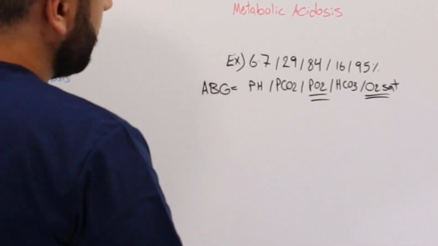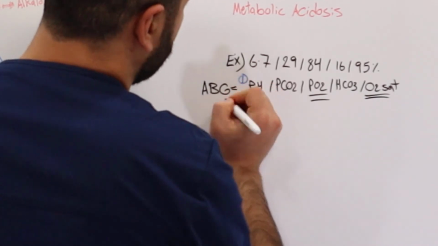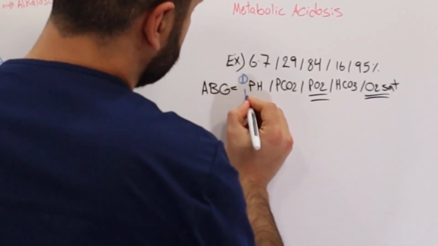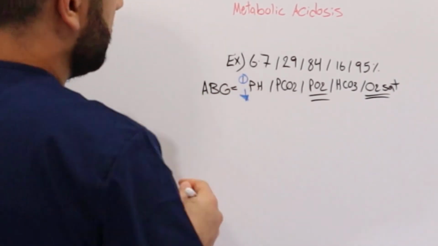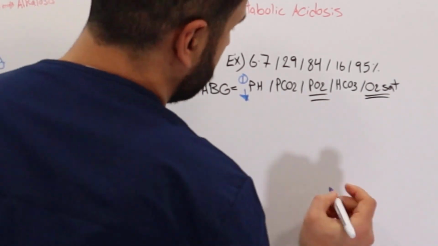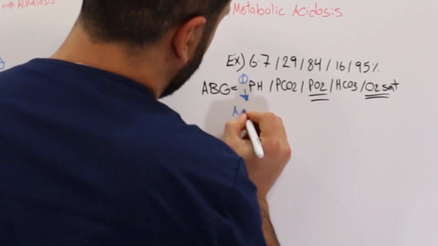So, number one thing is the pH. What's going on with the pH? We see it's less than 7.35, therefore it's decreasing. So is it acidosis or alkalosis? From this, we know it's going to be acidosis.